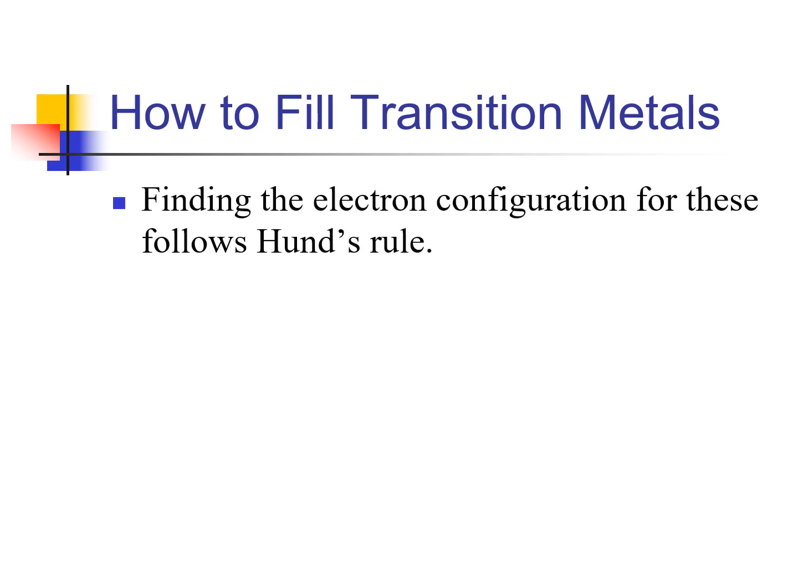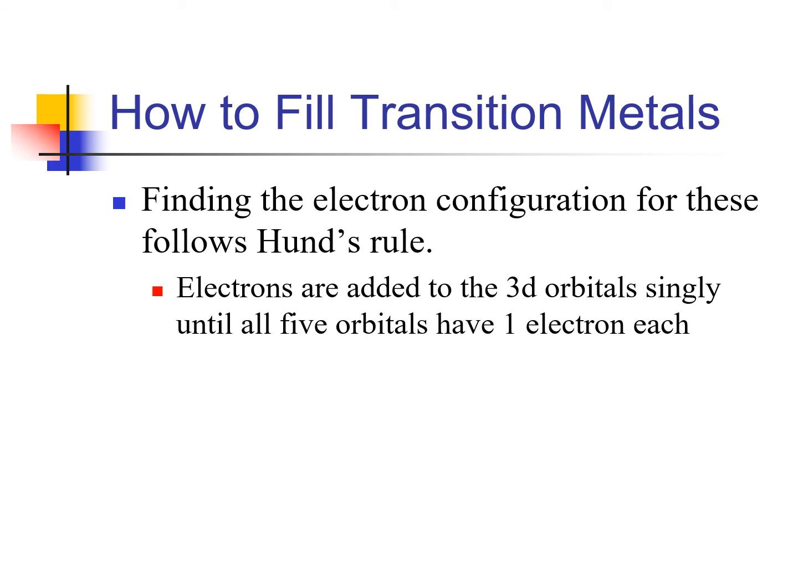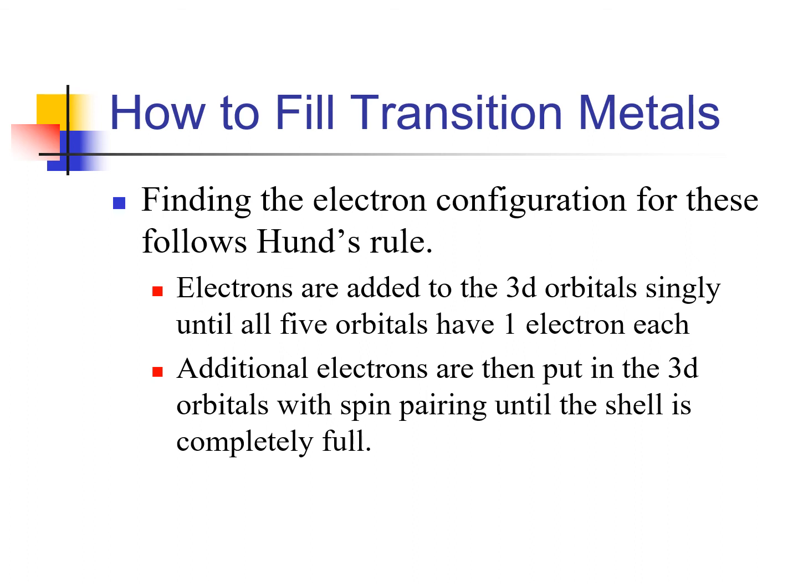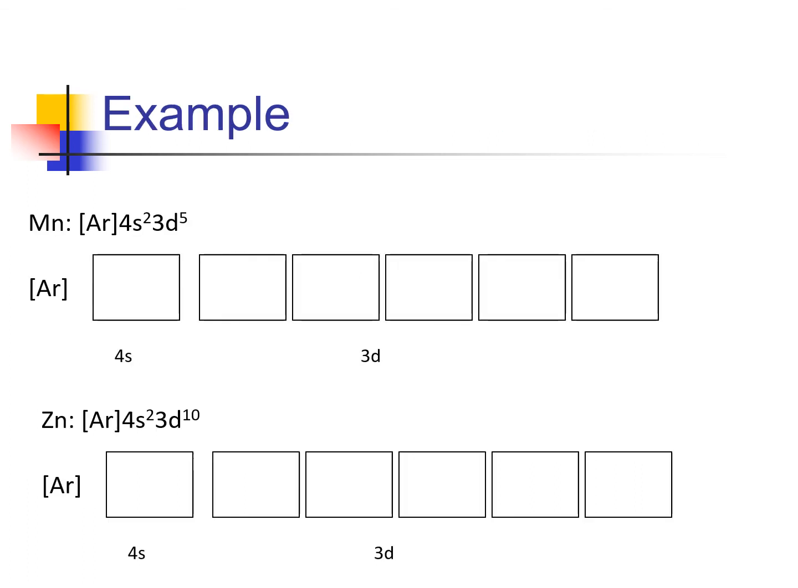Now, how we fill in transition metals. The electron configuration for these follows Hund's rule. Electrons are added to the 3d orbitals singly until all 5 orbitals have 1 electron each. Then we double them up. So for example, with manganese, element number 25, I'm looking at a periodic table, so I see argon. Argon is number 18, manganese is 25. So we would need 7 electrons, it looks like. So 1, 2, 3, 4, 5, 6, 7. So that's what we'd see there.